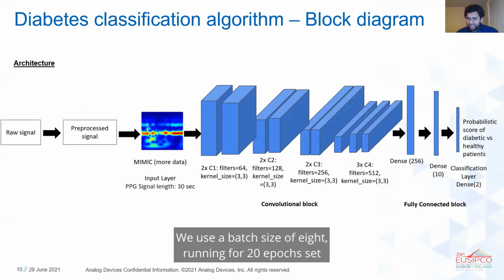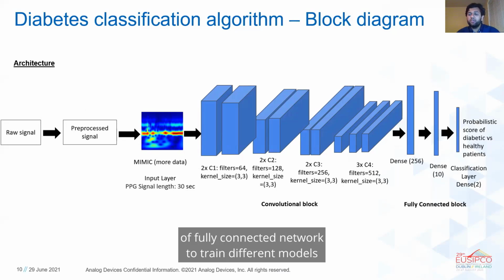We use a batch size of 8 running for 20 epochs set at a learning rate of 0.001 using Adam optimizer and used softmax classifier in the final layer of fully connected network to train different models with the above mentioned set of parameters as inputs. We made use of Tesla K80 GPU for this purpose.